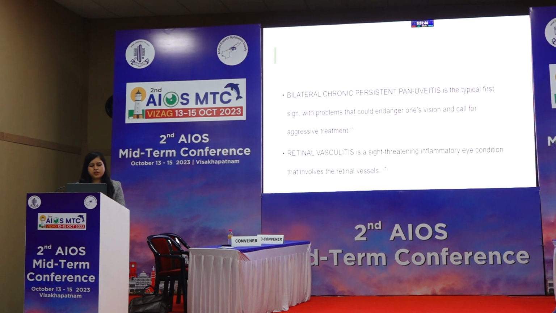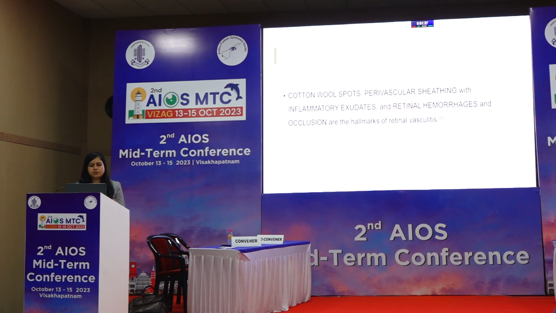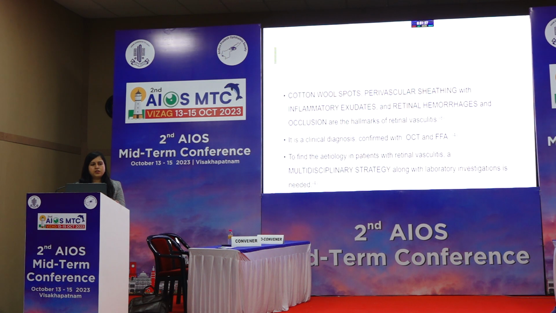Retinal vasculitis, involving inflammation of vessels, is a sight-threatening condition. Cotton wool spots, perivascular sheathing with inflammatory exudates, and retinal hemorrhages and occlusion are the hallmarks of retinal vasculitis. It is a clinical diagnosis that we confirm with OCT and FFA. To find the etiology, we need a multidisciplinary approach along with lab investigations.